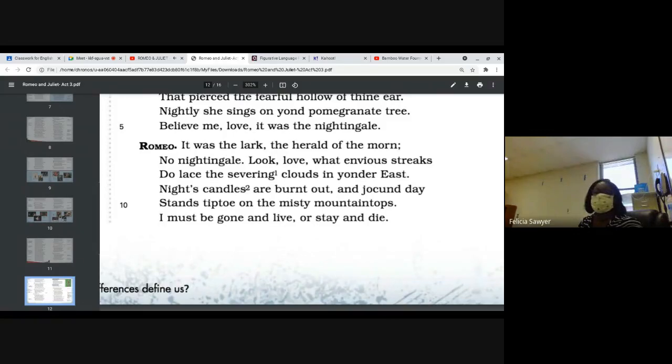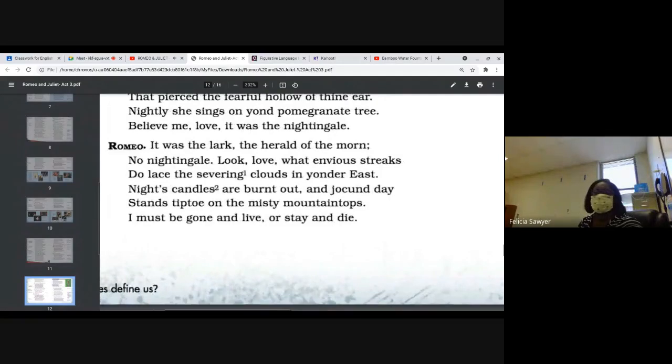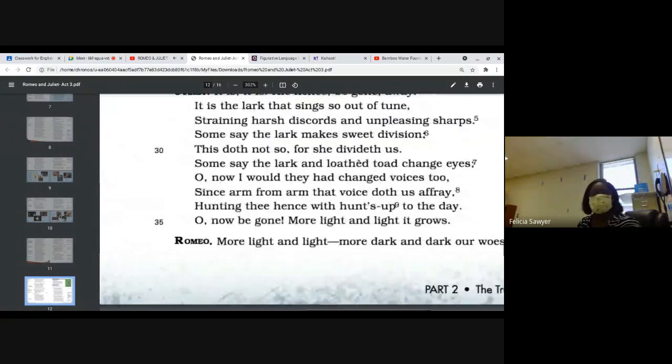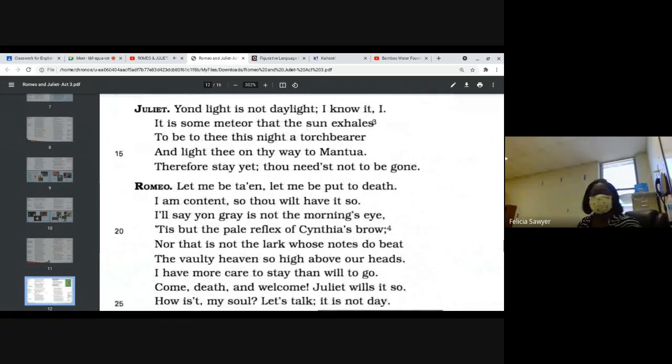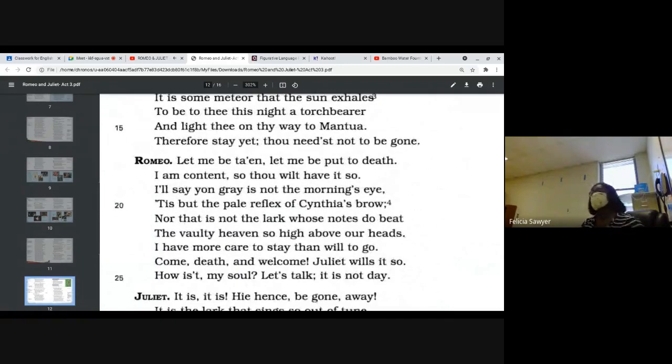I must be gone and live, or stay and die. Yond light is not daylight, I know it, I. It is some meteor that the sun exhales to be to thee this night a torch-bearer, and light thee on the way to Mantua. Therefore stay yet, thou needst not be gone. Let me be ta'en, let me be put to death. I am content, so thou wilt have it so.